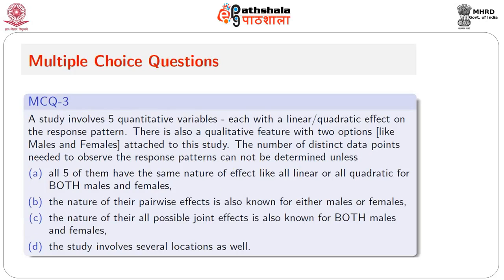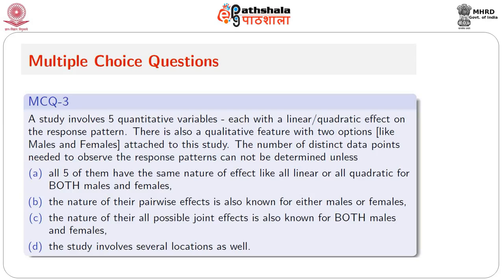Okay. Here is the third one. Our study involves 5 quantitative variables, each with a linear or quadratic effect on the response pattern. There is also a qualitative feature with 2 options like males and females attached to this study. Now, the number of distinct data points needed to observe the response patterns cannot be determined unless all 5 of them have the same nature of effect, like all linear or all quadratic. That's not needed.